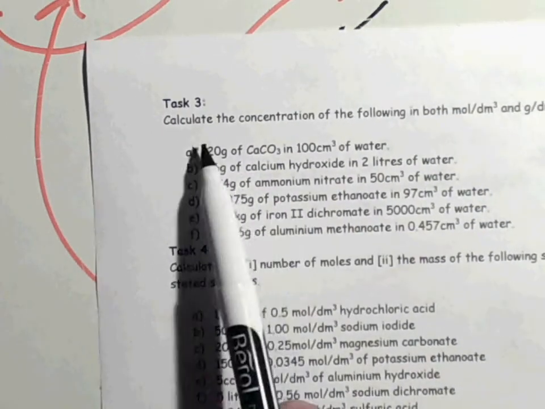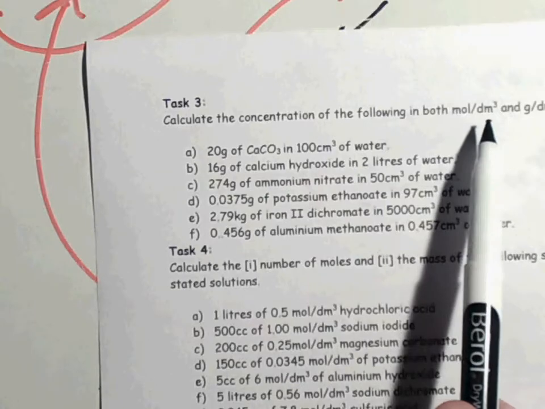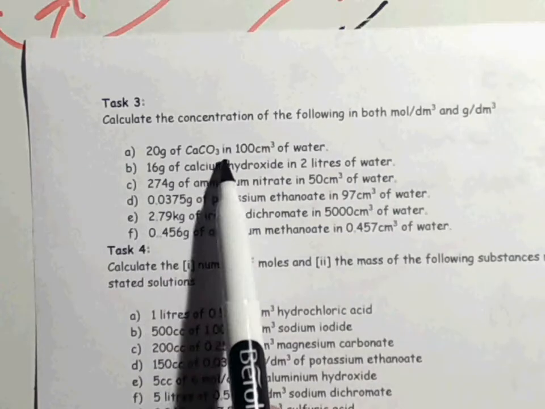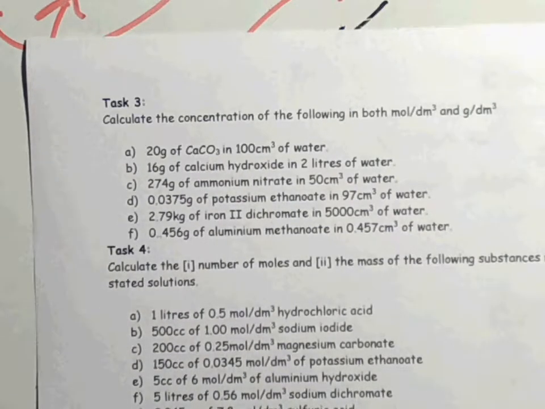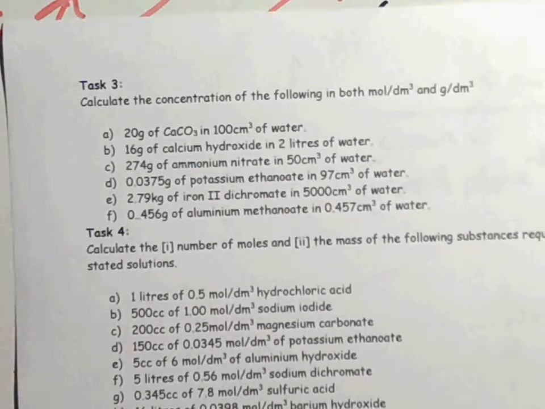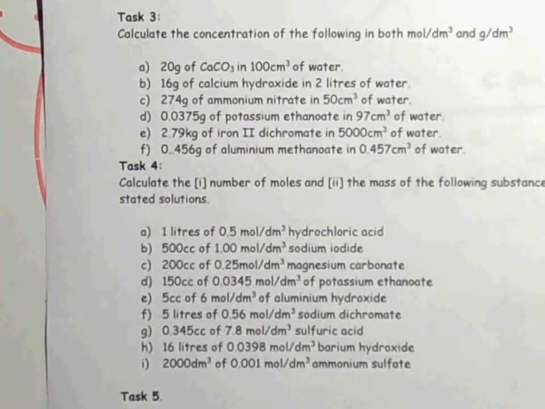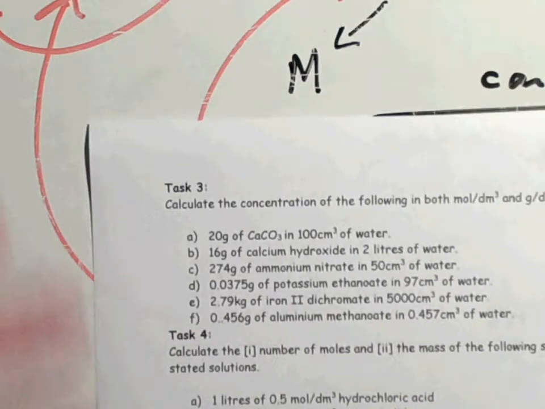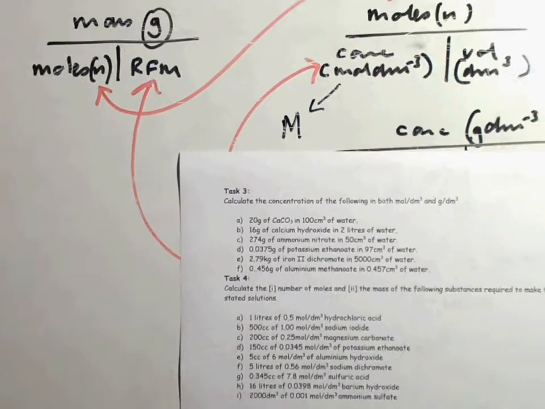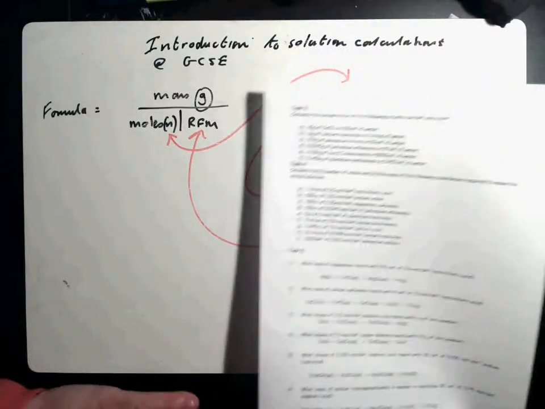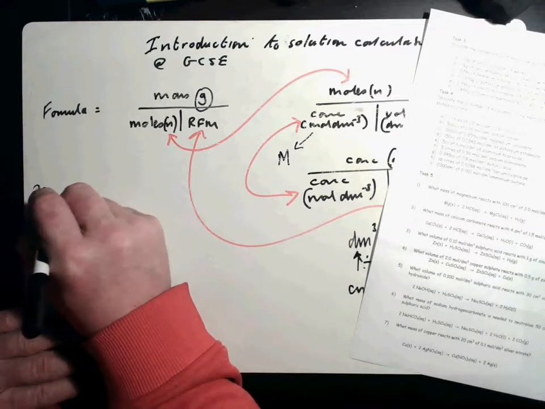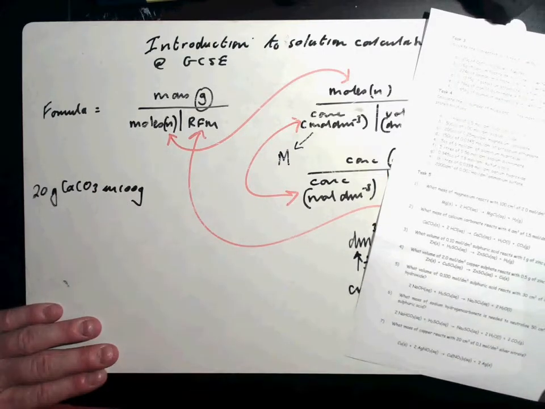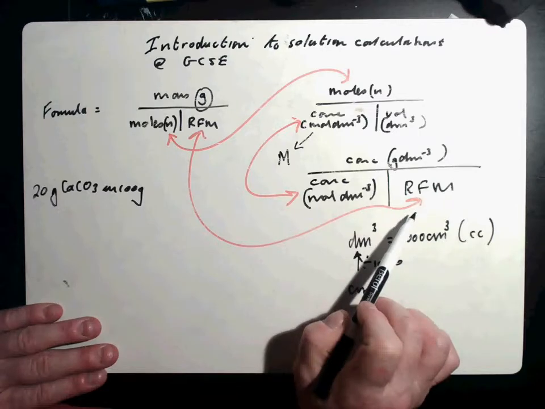Right, so what we're asked here is to calculate the concentration of the following in both moles per decimeter cube and in grams per decimeter cube. So we've got 20 grams of calcium carbonate in 100 cubic centimeters of water. Calcium carbonate doesn't actually dissolve, but for the purpose of this question, it gives us a nice simple approach. Right, so what do we need? We've got 20 grams of calcium carbonate, and it's in 100 cubic centimeters of water, and I've got to get the concentration in moles per decimeter cube and in grams per decimeter cube.